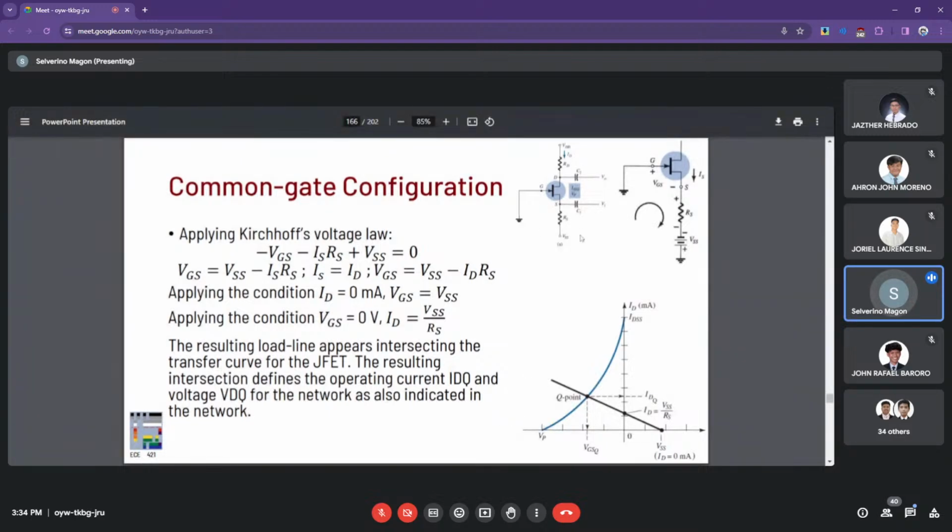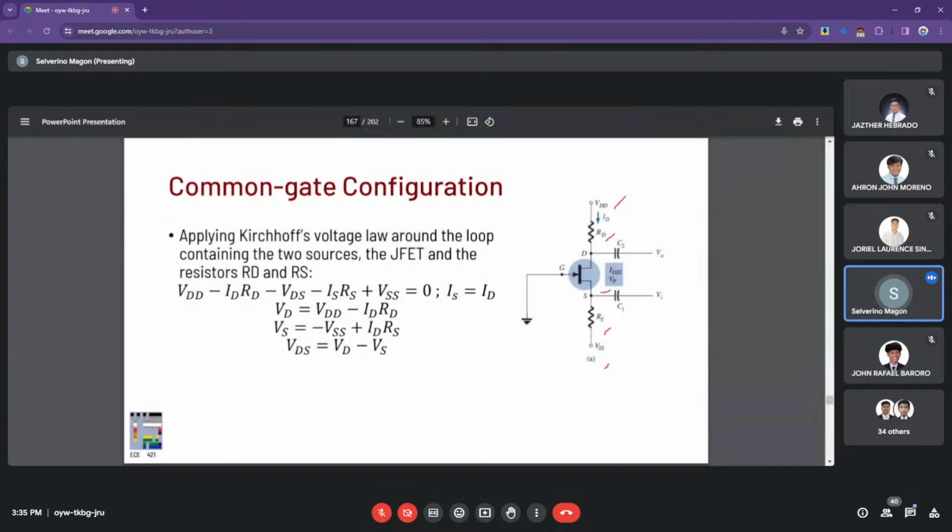Now from the Shockley's equation, we can plot this curve right here. And once we've met the intersection for these two plots, then we can have the Q point values at VGS and ID. Similarly, through analytical techniques, we can come up with the same values from the Shockley's equation.